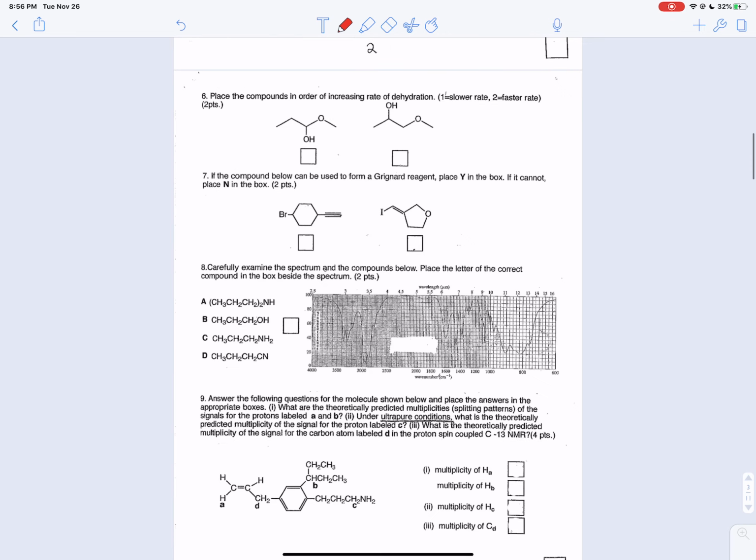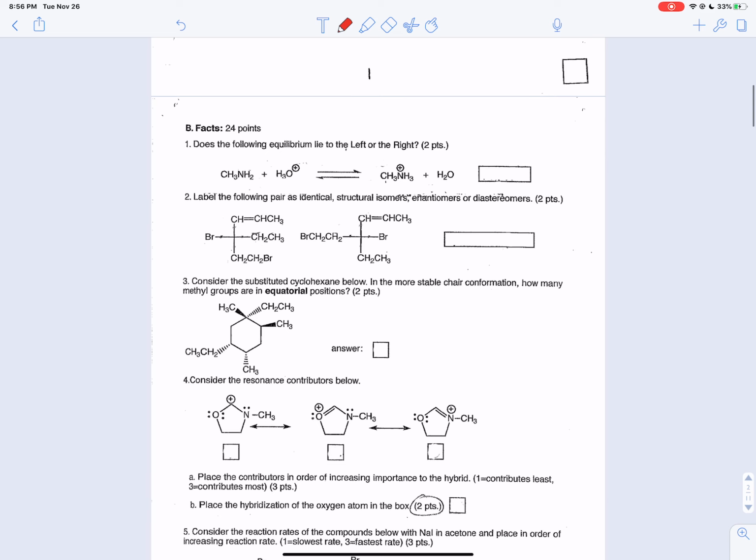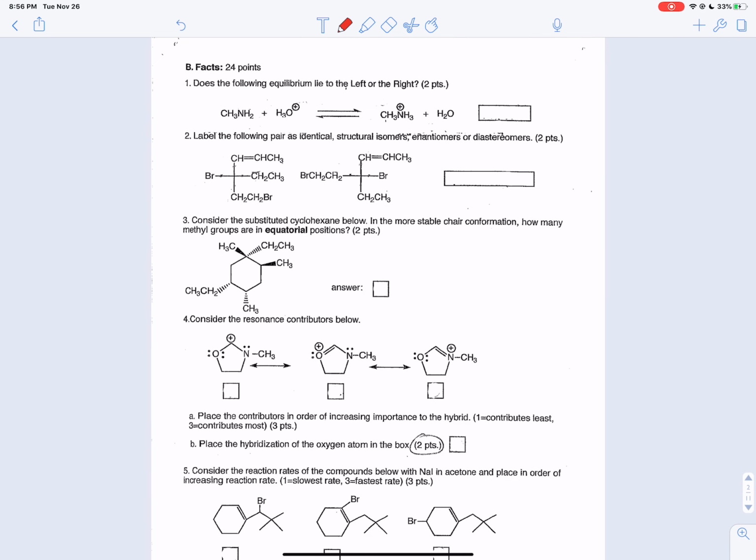Okay, so let's start with number 6. Or where's number 1? There's number 1. So does the following equilibrium lie to the left or to the right? Okay, so this right here is an acid-base equilibrium, right? Acid is reacting with a base. And then on the other side, you're also going to have an acid and a base, okay? So you want to identify those on each side of the arrow, okay? So on the left side, which one is going to be acting as an acid?